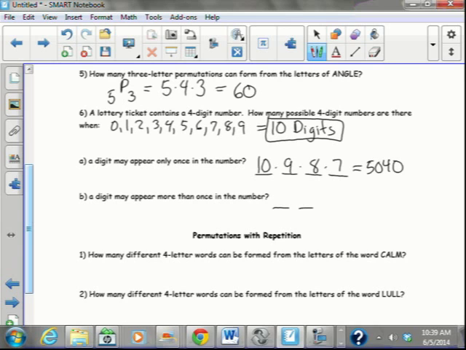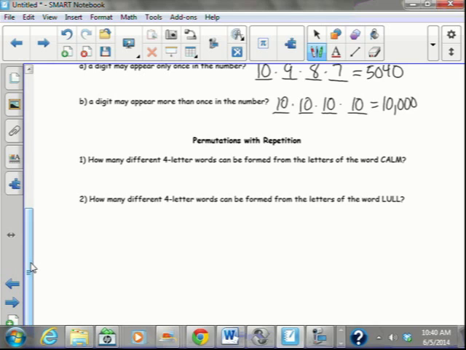Now, a digit may appear more than once in a number. Well, if you can repeat the digit, you have 10 options, and for your second lottery number you still have 10, and you still have 10, and you still have 10. When you multiply those together, you have 10,000 options. So with repetition, you get a lot more options. And that's what we get into in this next part.